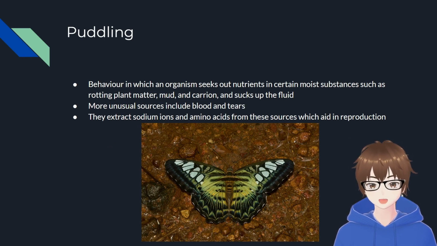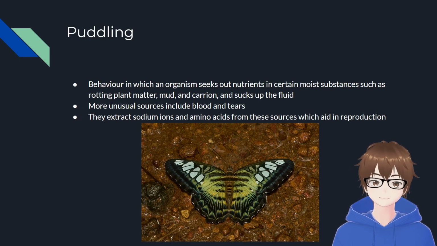There's also a behavior called puddling, which is where an organism will seek out nutrients in moist substances, such as rotting plant material, mud, carrion, which are dead corpses, and then they'll suck up the fluid. More unusual sources come from blood and tears, and they extract the sodium ions and amino acids from these sources to aid in reproduction. Then I have a picture here of a butterfly puddling in a puddle.